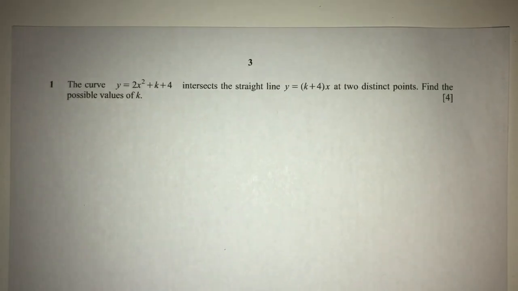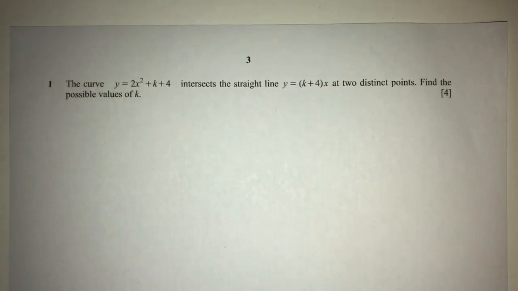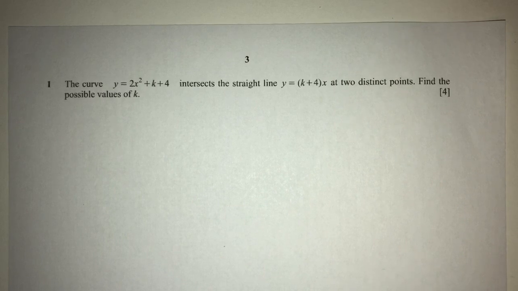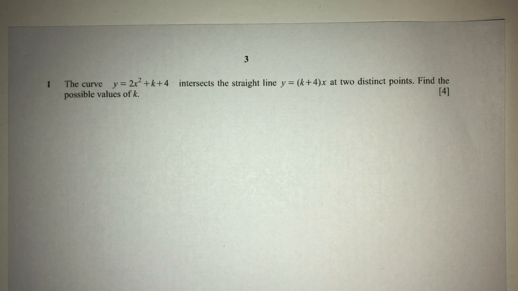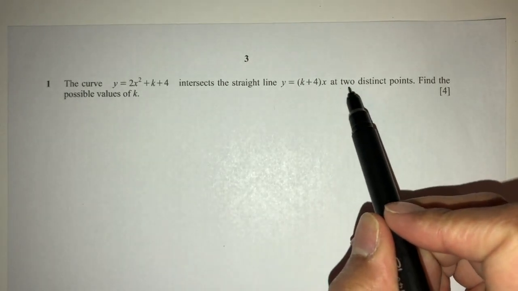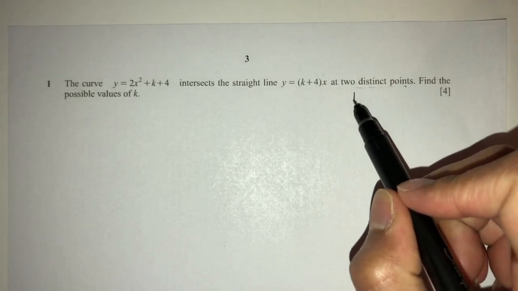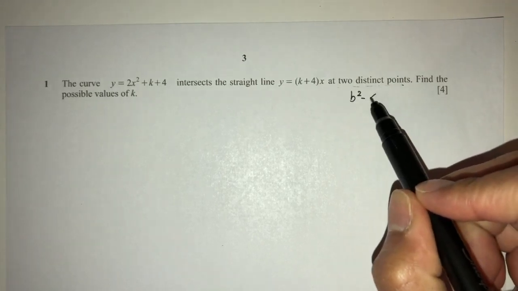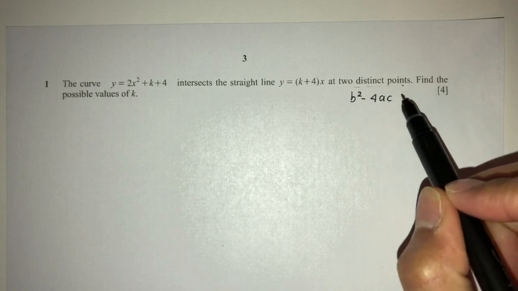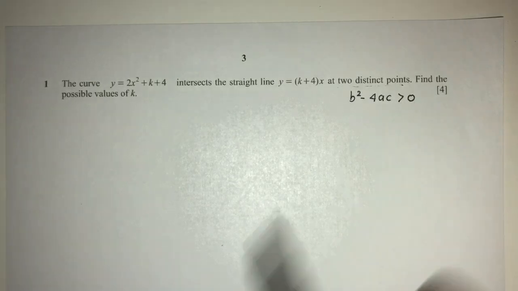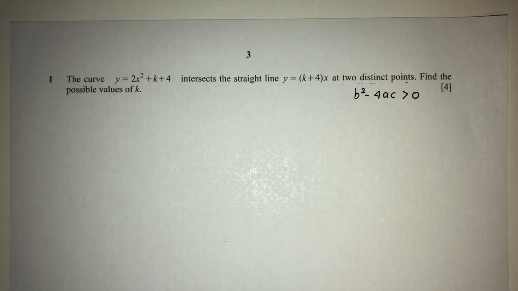So here we have the curve y equal to 2x squared plus k plus 4 intersects the straight line y equal to k plus 4x at two distinct points. So find the possible values of k. Now the thing is, whenever you see at two distinct points, you have to think about b squared minus 4ac has to be more than 0. So your discriminant has to be more than 0.